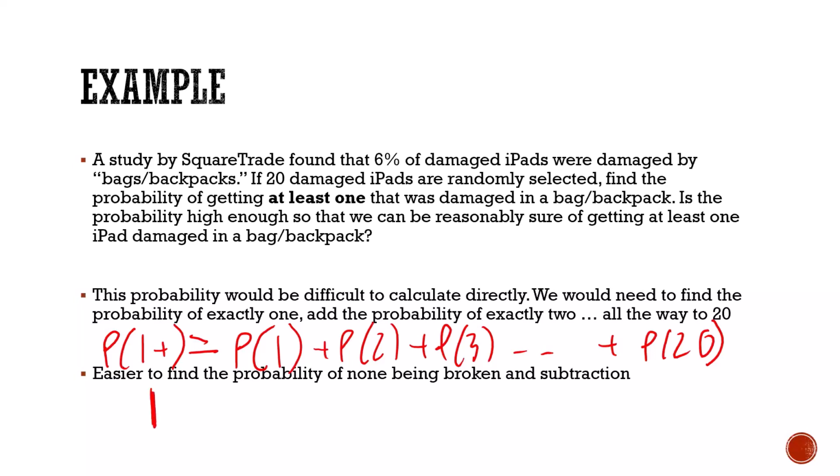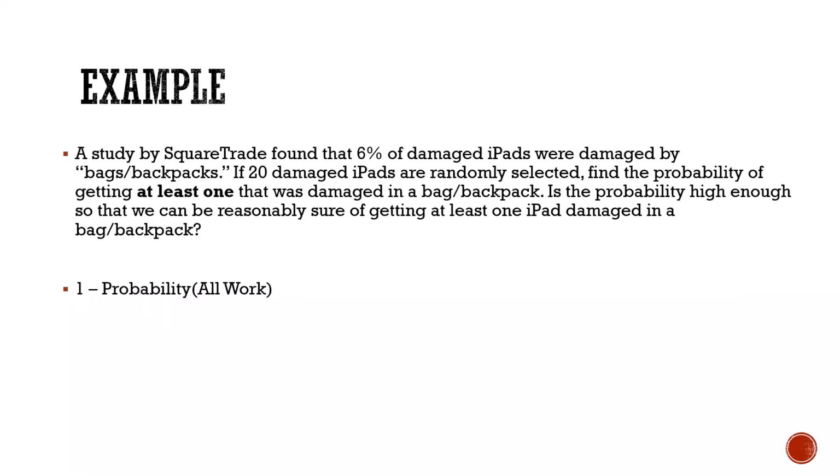It's much easier, right? Did you guys see that? If I say at least one of the iPads is damaged by backpacks, that means exactly 1 is damaged, exactly 2, exactly 3, all the way up to 20. Those all fit in that. So if I wanted to calculate this, I would need to add 20 different probabilities together. It's much easier to calculate the probability that none of the iPads were damaged by backpacks and subtract that from 1. Are we all following what I'm saying here? Sometimes an event is easier to calculate.